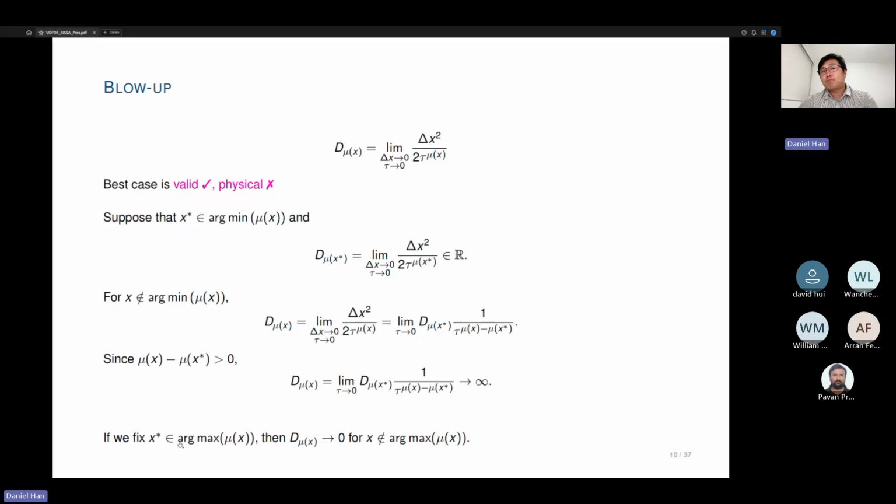If we now say, well, let's go the other way. Let's pin x star to be where the fractional exponent is a maximum, then what you have is that the diffusion coefficient goes to 0 for every other point other than x being the maxima of mu. And it's exactly the same reasoning. It's just that this 1 over tau to the power of the difference of exponents will now be negative. And so as tau goes to 0, you have the pinned diffusion coefficient at the maximum value times tau to the power of some positive value.